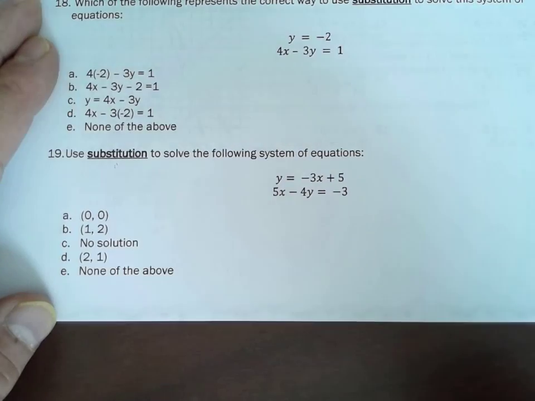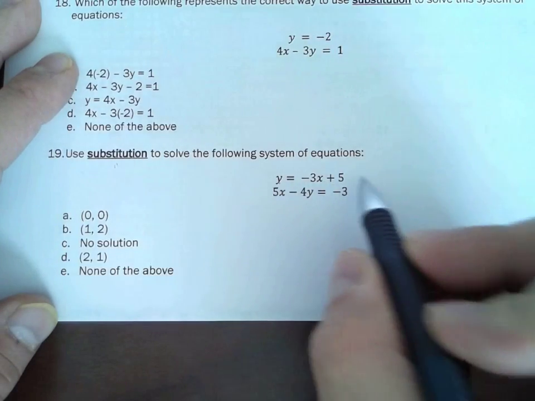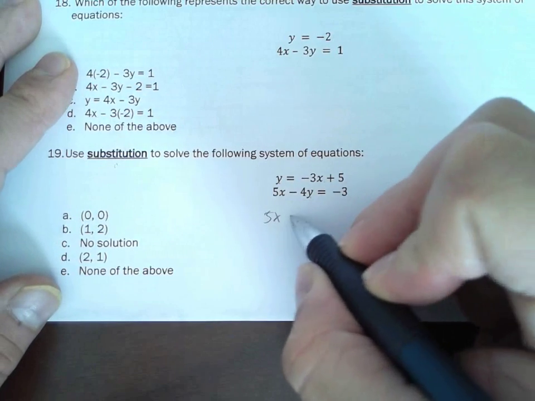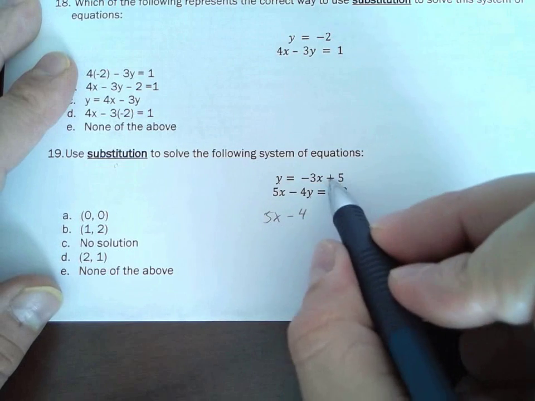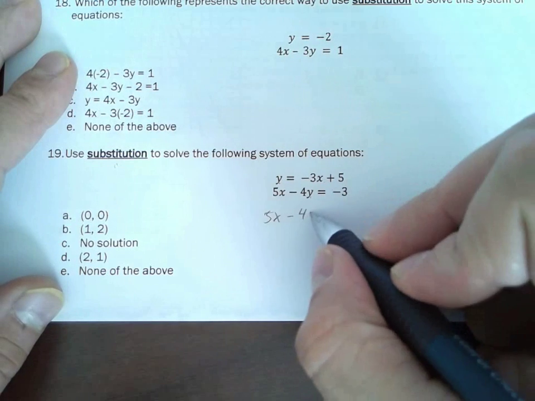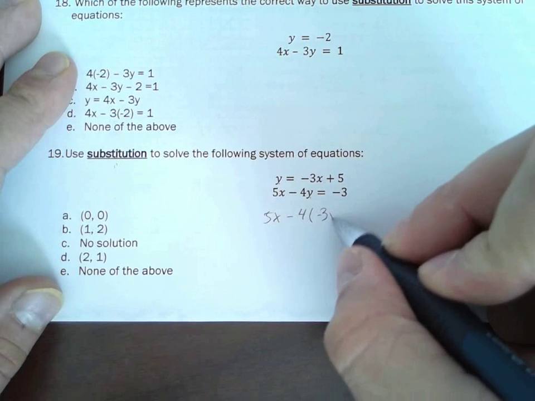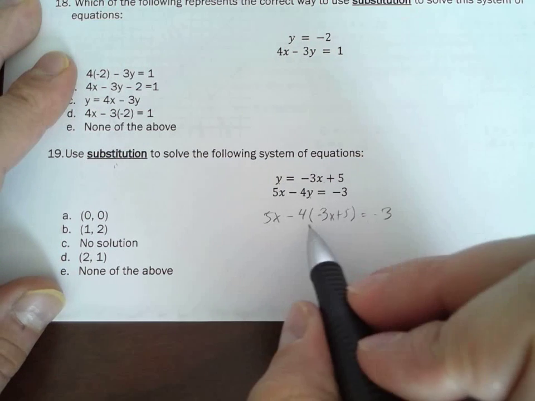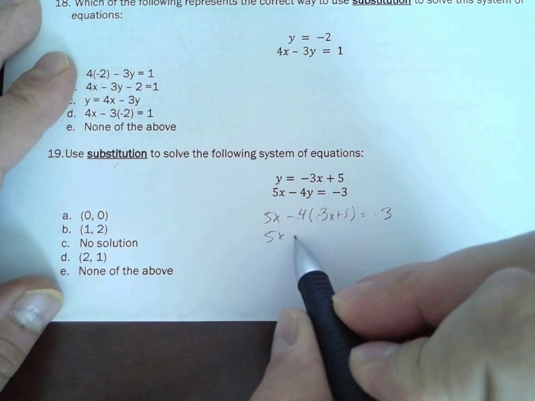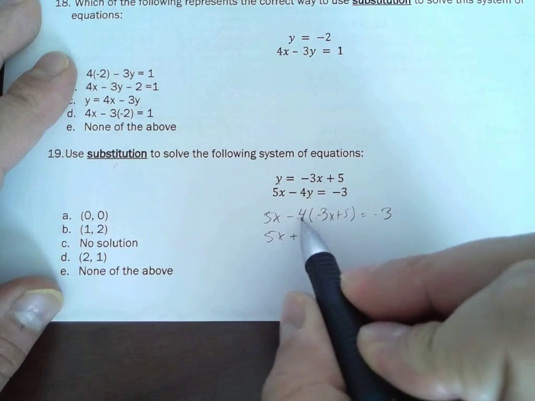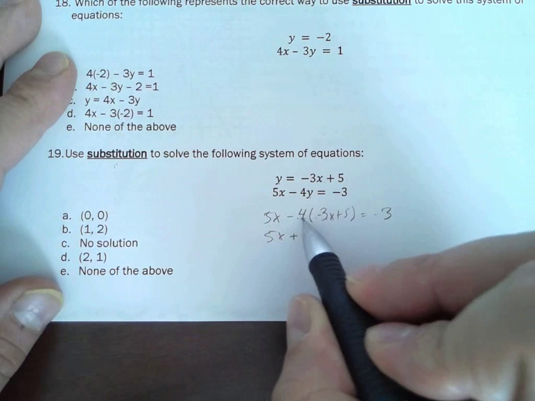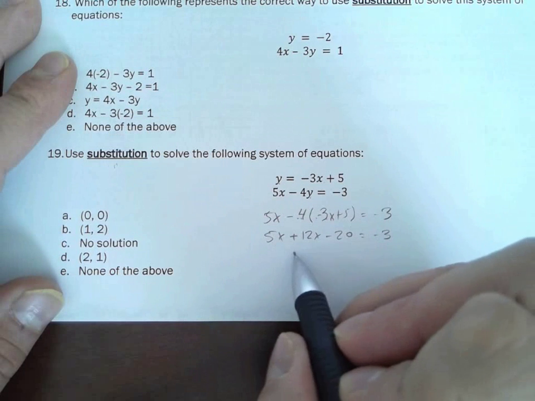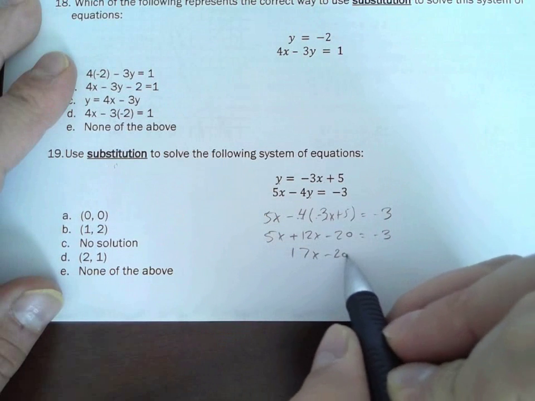Make sure if you're doing substitution, when you have y equals something, you're just going to replace that in one of your equations. So very simply, y equals negative 3x plus 5. So you do something like this, equal to negative 3. Distribute. Negative 4 times negative 3x is plus 12. Negative 4 times 5 is minus 20. 5x plus 12x is 17x minus 20.